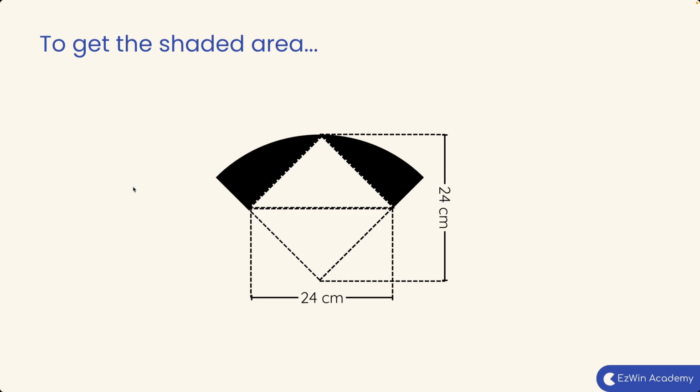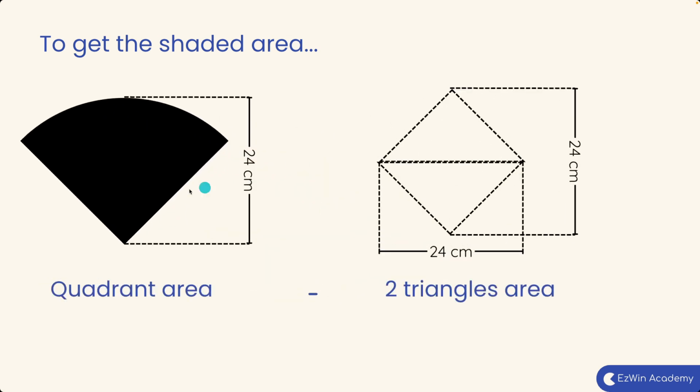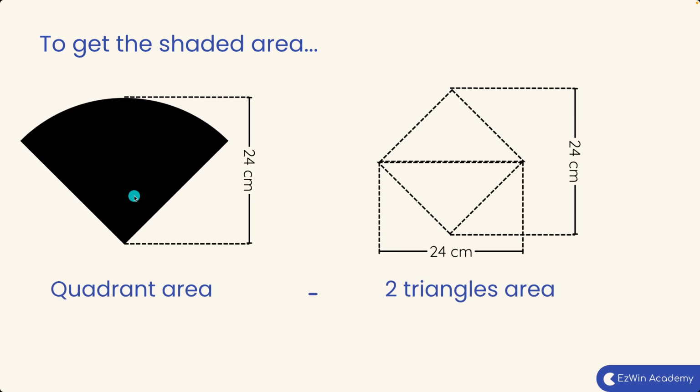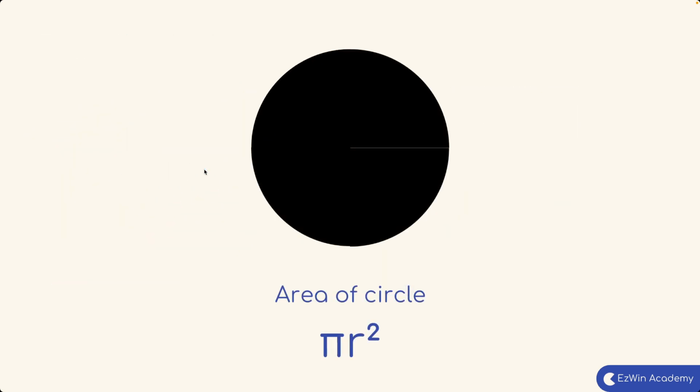The next thing is that we need to get the shaded area. This essentially is the quadrant area minus the two triangles. If I replay this again, to get the shaded area, you just need to have the quadrant area minus the two triangles that are overlapping. So first, let's figure out the quadrant area.